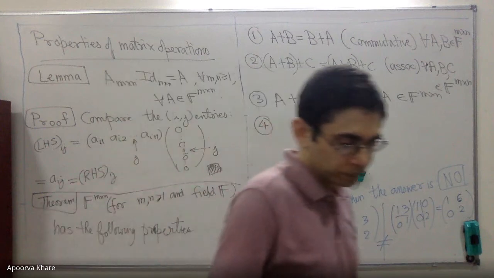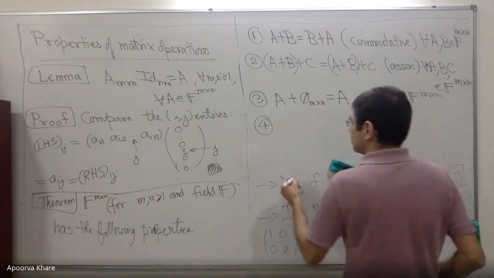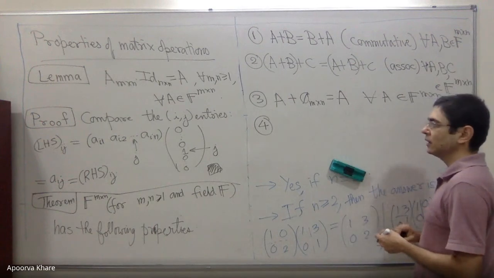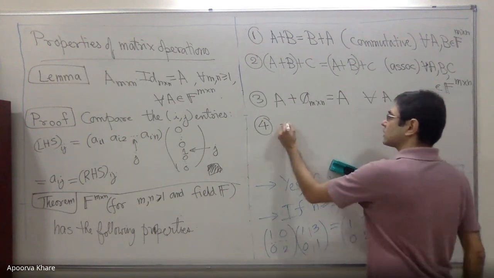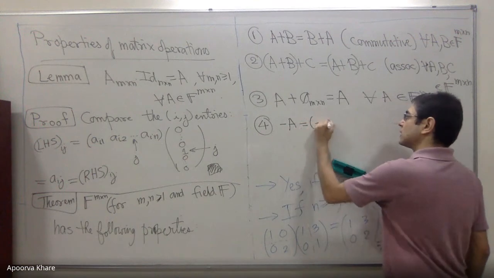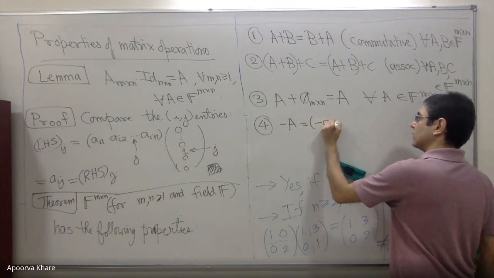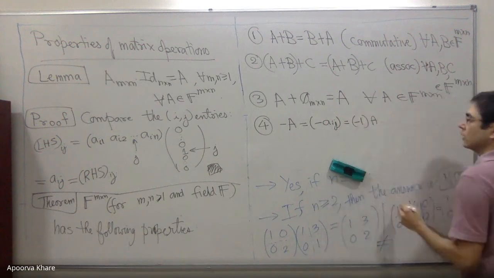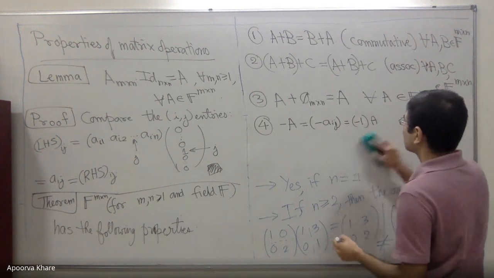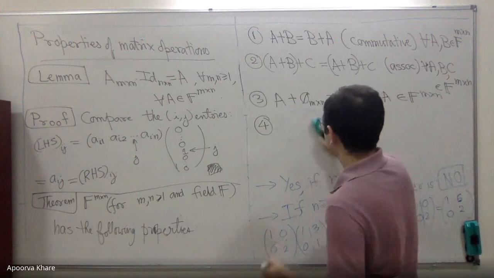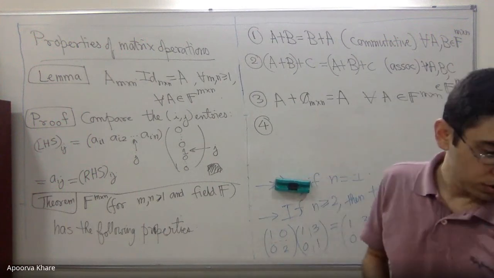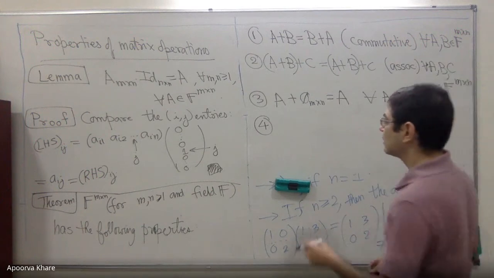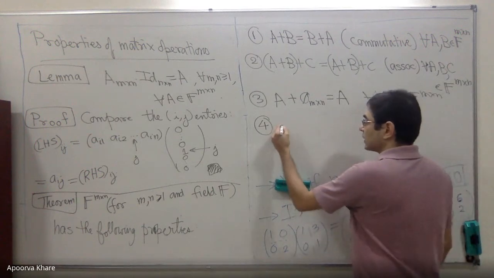One more, probably: minus A. Minus A is the matrix where all the entries are minus A_ij, which is just minus 1 times A. But that's obvious, so let me not say it. Then here is one property that you actually have to prove.